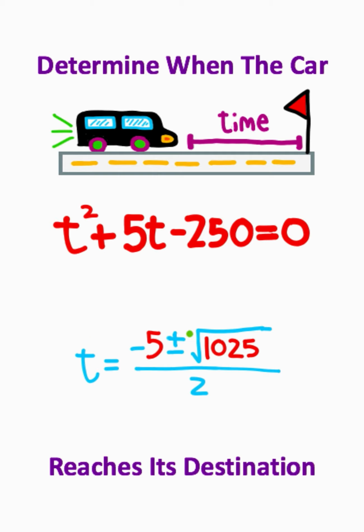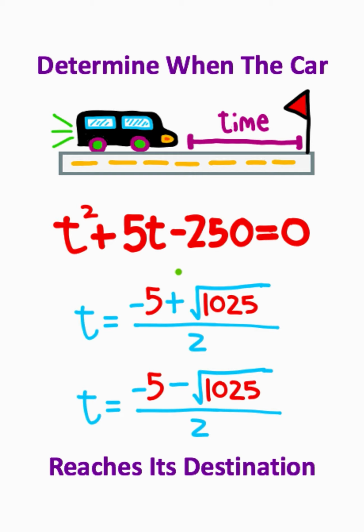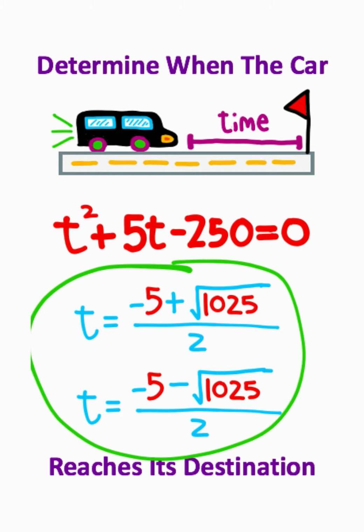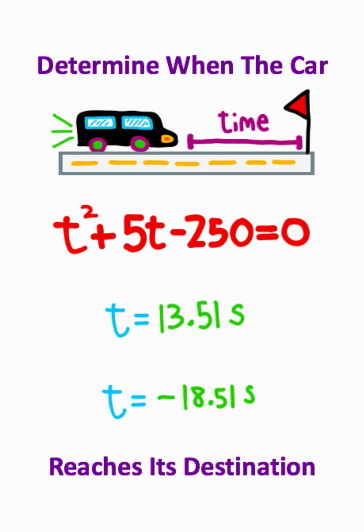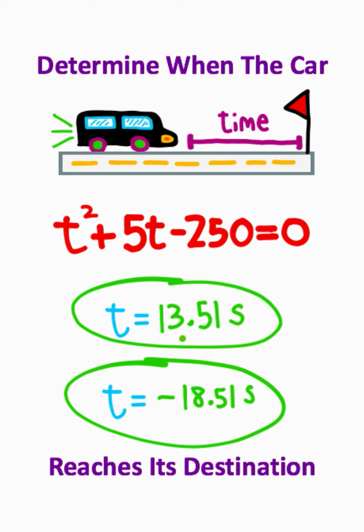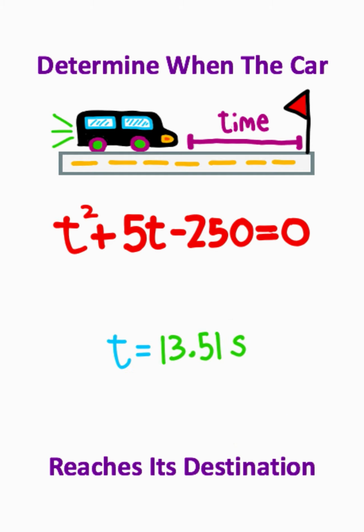Now what I can do is split this into two equations, one where we add the radical and one where we subtract the radical. All I'm going to do from here is take each of these values and plug them in one at a time into my calculator. If I do this, I end up with these two numbers. Now it doesn't really make sense to have a negative time. The only value that makes sense is the 13.51 seconds.